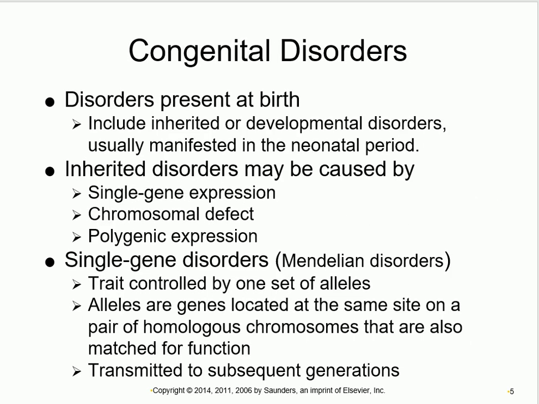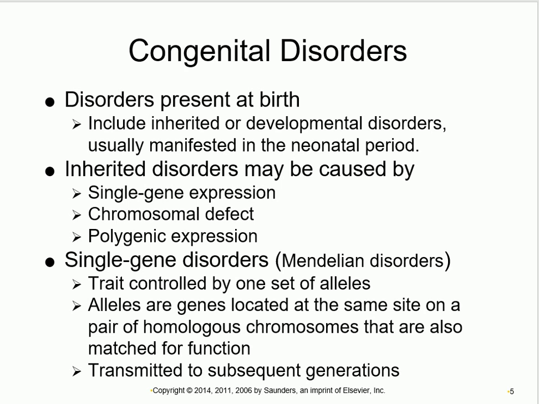Congenital disorders. We have different types of disorders in genetics, but generally speaking, these are disorders present at birth. These are the congenital disorders that show up right at birth. And this will have something inherited or something developmental. So it's something that you are born with, or something that will take some time to develop. And usually it manifests in the neonatal period. A neonate is just born, right?